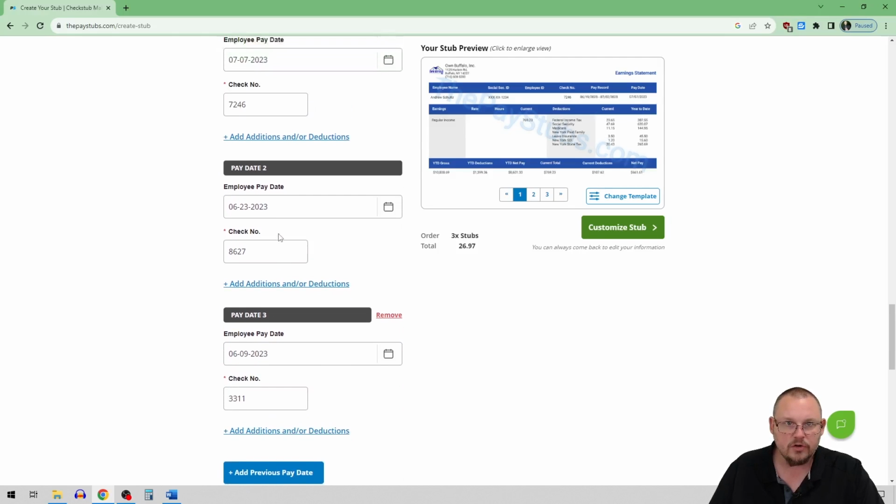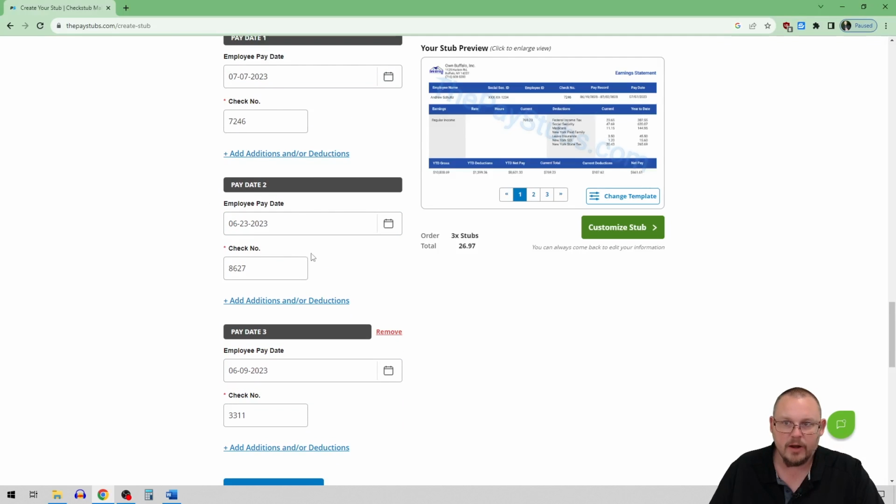But essentially what you can see here is that it is generating these pay stubs, and it allows you to change the check numbers. And if you notice, these check numbers are just randomly generated. So that might have actually been where the pay stub that we were looking at earlier came from, the one that had the incorrect pay stub information or the incorrect check numbers on it.